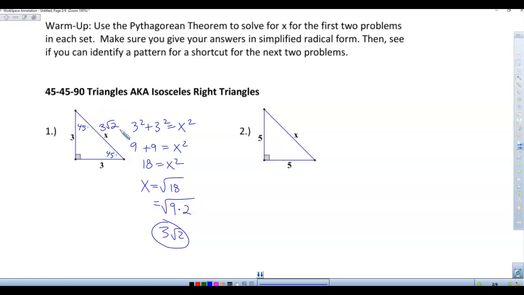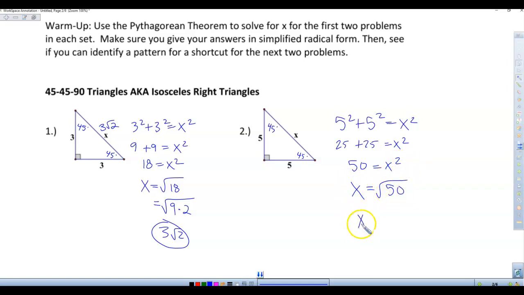Now for the next one, I'll set it up the same. Again, noticing that this is another isosceles right triangle, or we're going to call it a 45, 45, 90 right triangle. I do 5 squared plus 5 squared is equal to x squared. So 25 plus 25 is equal to x squared. Therefore, 50 is equal to x squared, and x is equal to the square root of 50. Now this time, when we're simplifying the radical, you should hopefully notice that 50 is 25 times 2. So we know that x is equal to 5 root 2.